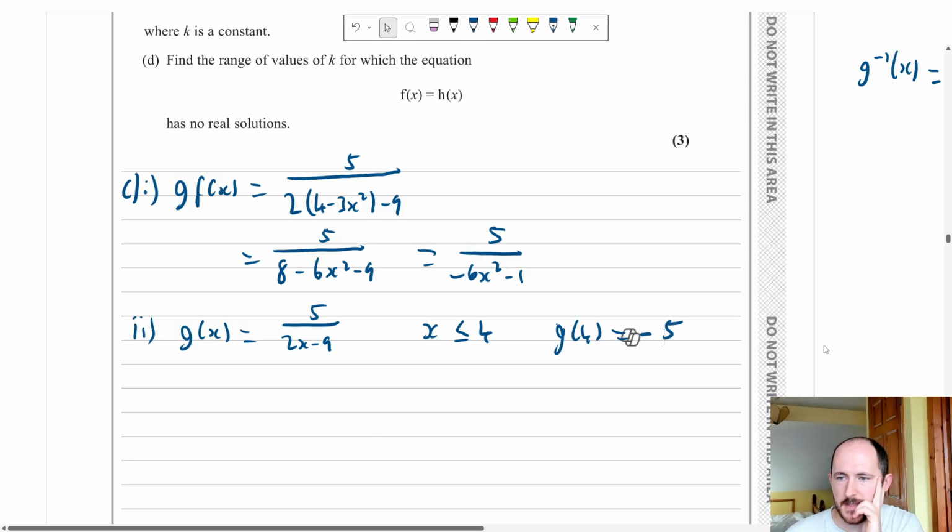Okay, cool. As I make this smaller and smaller and smaller, so let's say x is 3, then we get 2 times 3 is 6, minus 9 is minus 3.